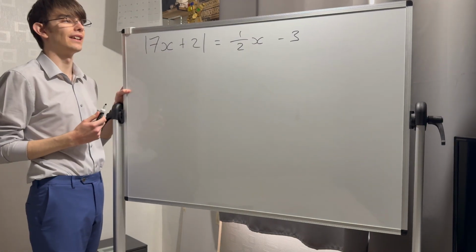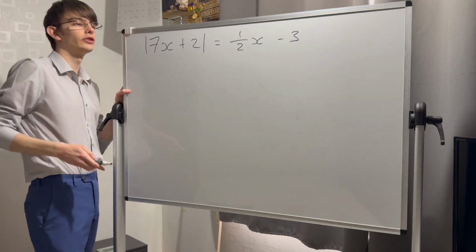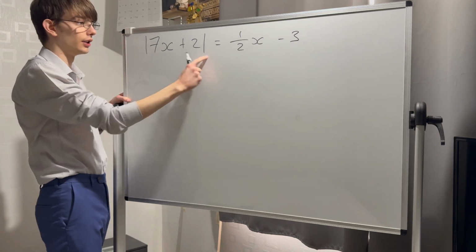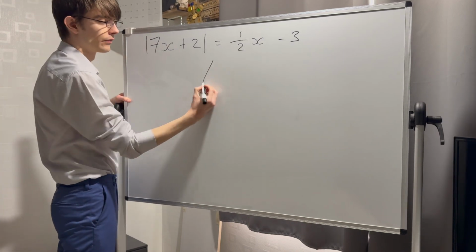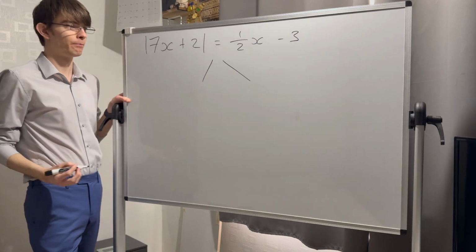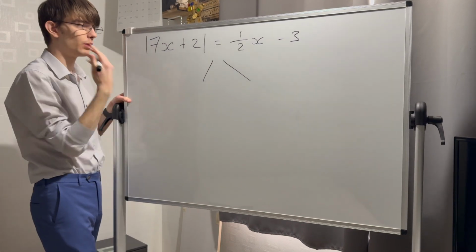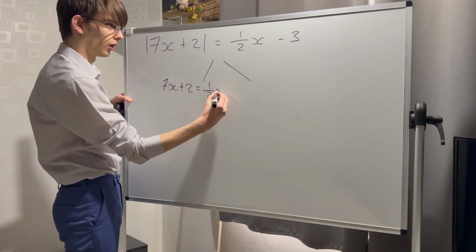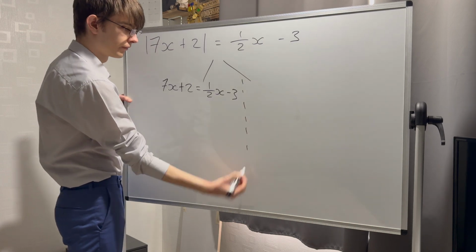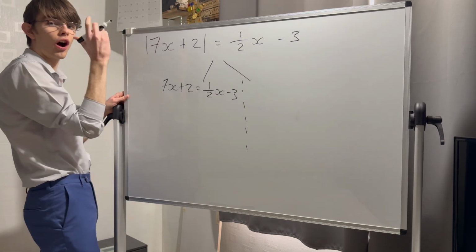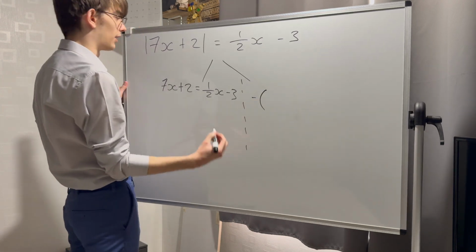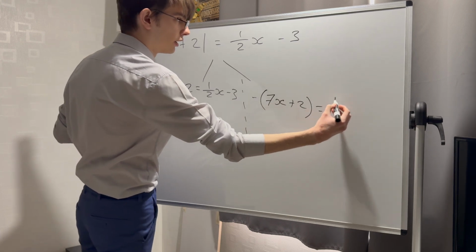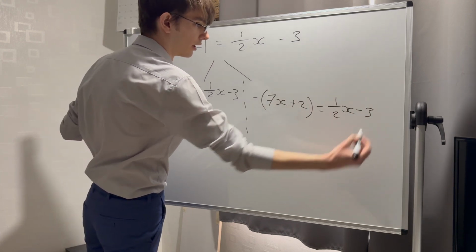Okay, let's just look at a harder example to finish off. So once again, we have a kind of standard looking equation. The only thing that's scary is our modulus. But once again, we want to do this twice. Once, we just take it at face value, we take it as being positive. So 7x plus 2 equals a half x minus 3. And then we want to take it with the entire thing being negative. So throw a negative outside of a bracket. 7x plus 2 equals a half x minus 3.